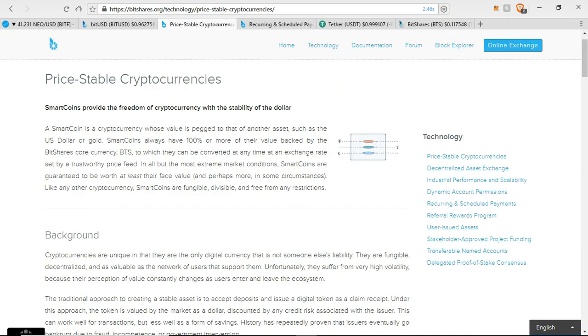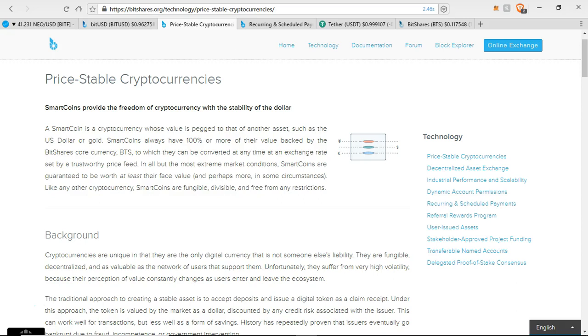You can see on their website here, very simply put, smart coins, which is what bitUSD is considered, a smart coin. Smart coins provide the freedom of cryptocurrency with the stability of the dollar. So your next question might be, well, why the heck would I want to be linked to the dollar when Bitcoin's going up 10% every week? So in a long-term sense, you wouldn't.